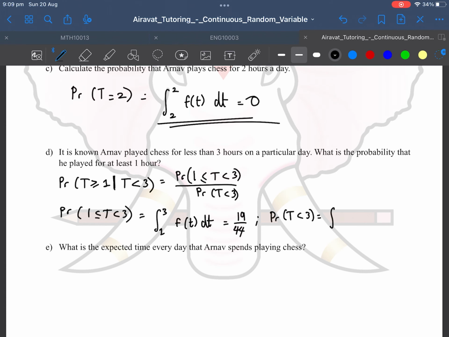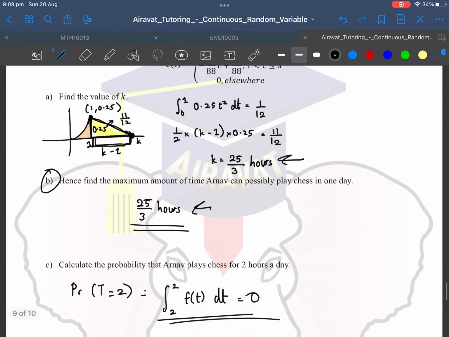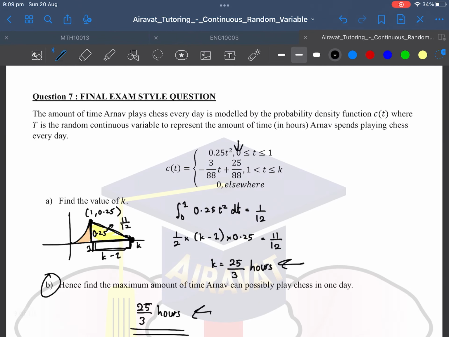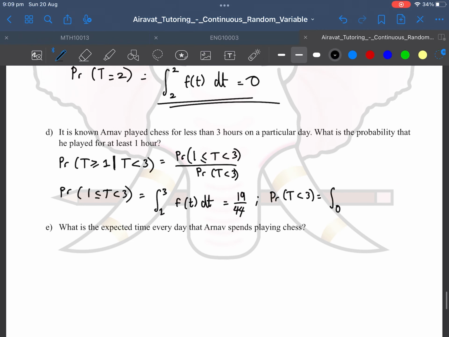And the probability of t less than 3 is going to be from what's our terminals? Let's look at the domain. Our lowest value is going to be 0, so our lower bound is 0, and the upper bound is going to be 3. So the integral from 0 to 3 of f(t) dt is just going to be 17/33. So 19/44 divided by 17/33. Simplifying this on CAS will give you 57/68.